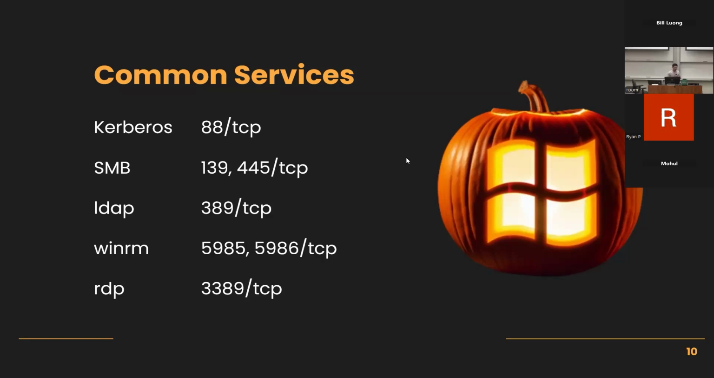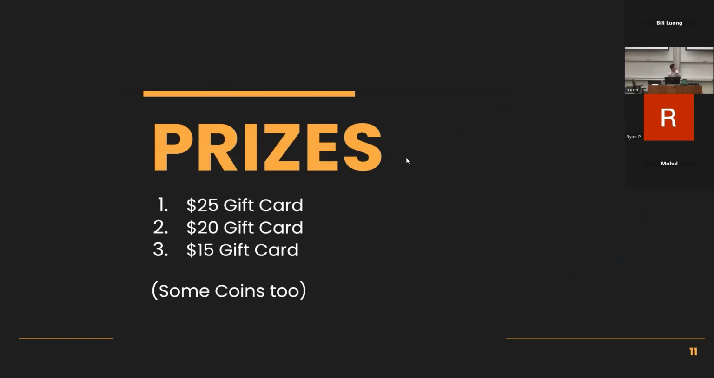And those are just the basic services to go over. As for the prizes for S.C.A.R.E, there's going to be a $25 gift card for first place, $20 for second place, and $15 for third place. These gift cards can be whatever you want, I believe. Along with those gift cards, there's going to be coins, similar to the ones from Search and Deploy if you were there.